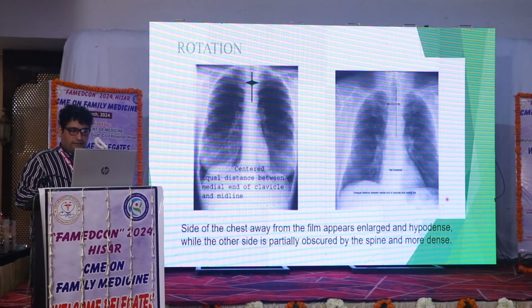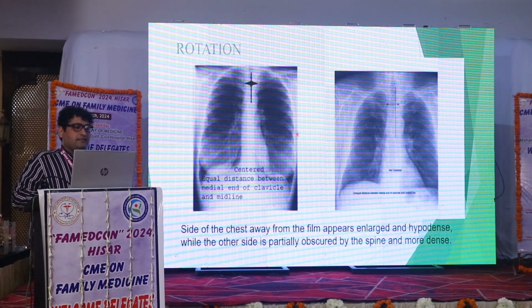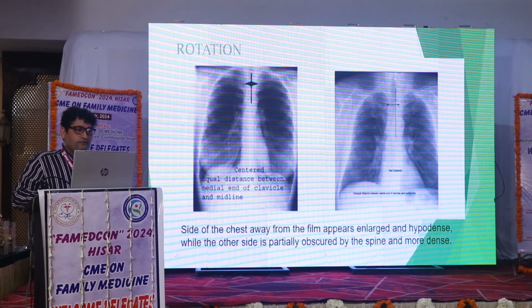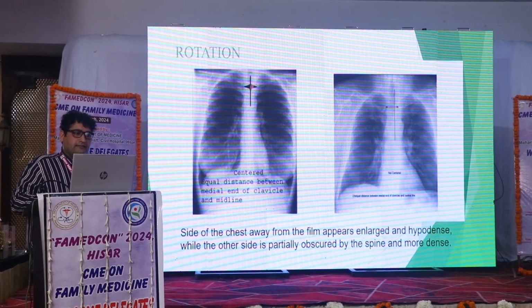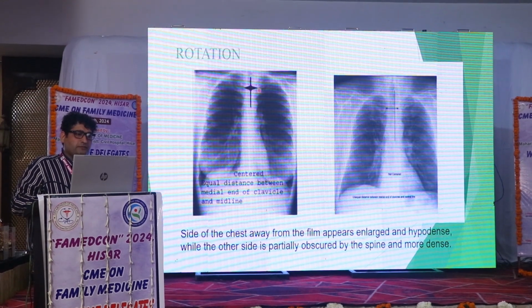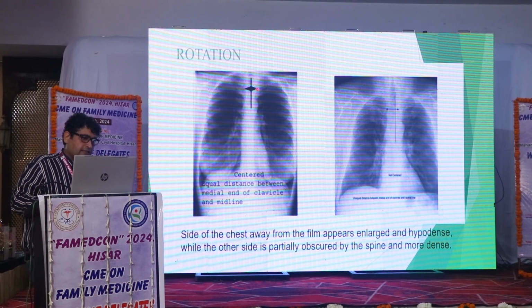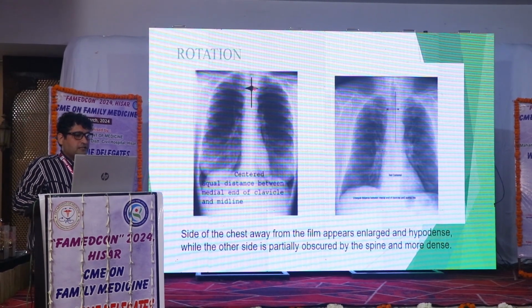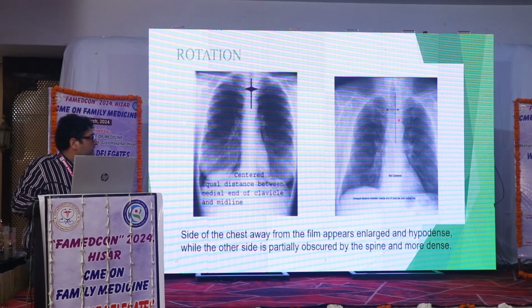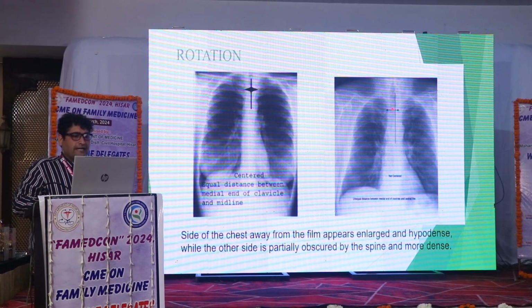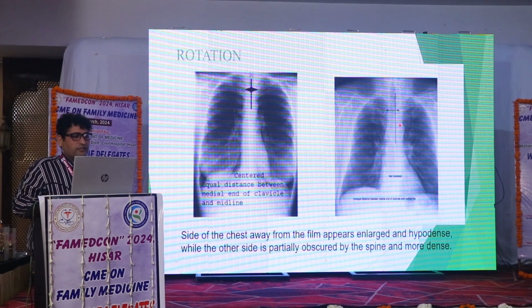Now coming to rotation. How we check the rotation is very important. There is one line which should lie in the center of the spine, and this line should be equidistant from the medial ends of both clavicles. This clavicle medial end should be equidistant on both sides. So this is a properly centered, non-rotated film. But here, if you see, this side appears wider than this side, so it is a rotated film.